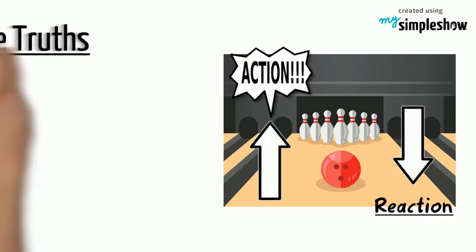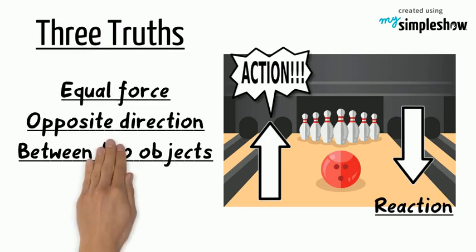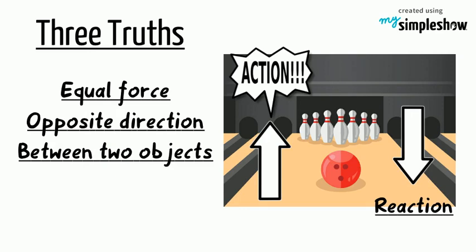This example shows the 3 truths of Newton's third law as the action and reaction are of an equal force in an opposite direction. And while the ball rolls down the lane backwards, the ground pushes the ball forwards, showing us the third truth. And since a bowling ball weighs much more than the pins, the pins are what fall to the ground.